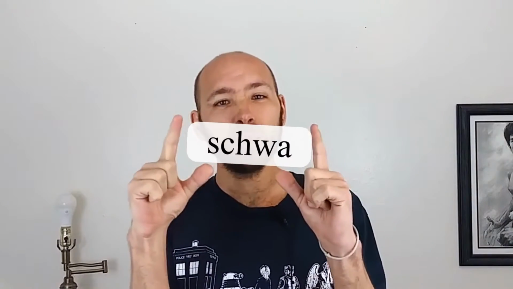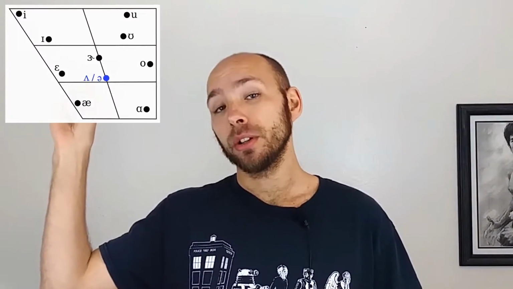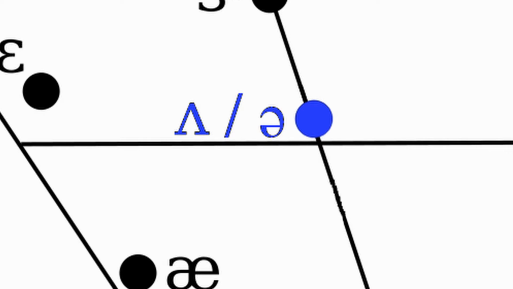The schwa sound is very interesting, and it's the only vowel sound that actually has its own little name. Now, here on the vowel chart, we actually have 2 symbols for this sound, and let's get that out of the way first. The schwa sound is the upside down E letter. Next to that is an upside down V letter.